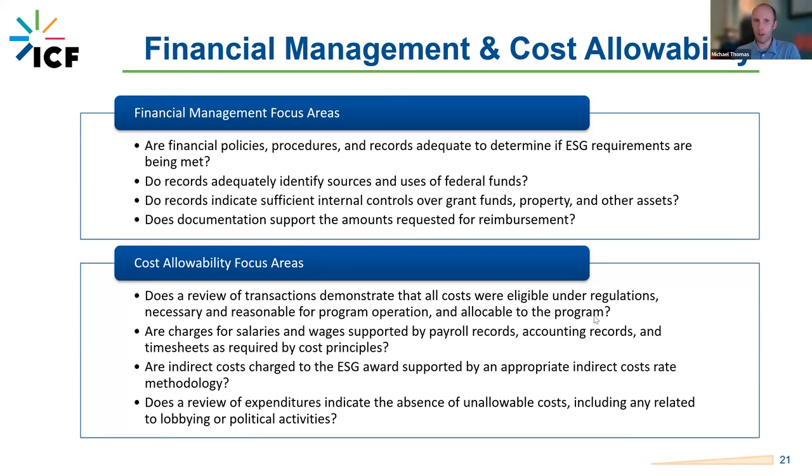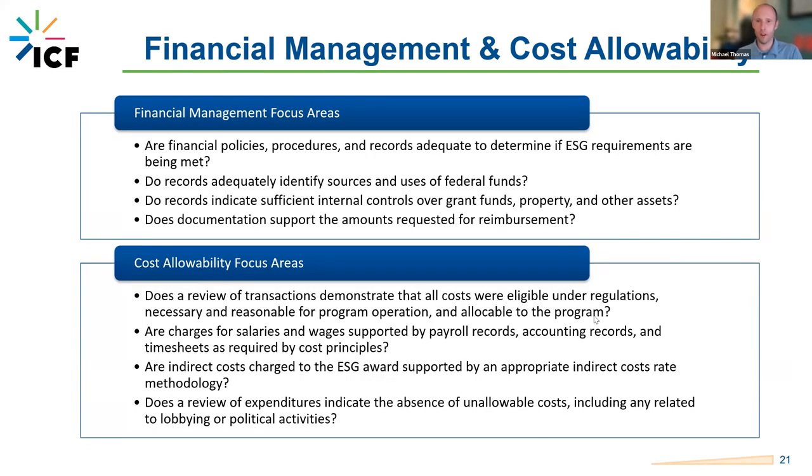So if a reimbursement request is sampled during a monitoring, does the documentation to justify that request support the amount that was on that request? And then in terms of cost allowability, does a review of transactions demonstrate that all costs were eligible under the regulations, that the costs were necessary and reasonable for program operation, and that they were allocable to the program?